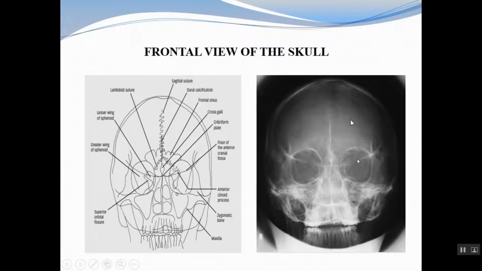We'll see the frontal sinuses, the orbit, the maxilla, the maxillary sinus, the nasal bones, right and left, and the nasal septum, the mandible here, and this is the zygomatic bone. This is the zygomatic bone here, and this is the maxilla and maxillary sinus.